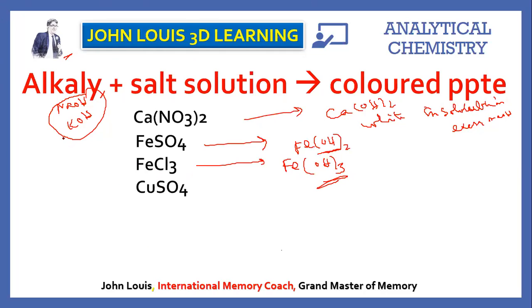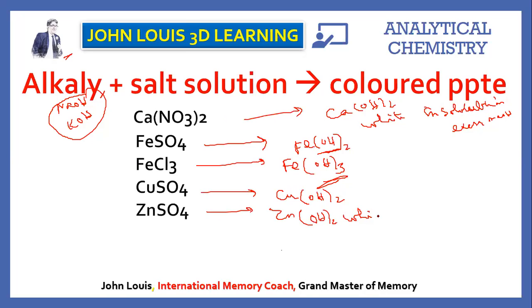Copper sulfate. If you add sodium hydroxide or potassium hydroxide to copper sulfate, what precipitate will you get? You will get copper 2 hydroxide. What is its color? Pale blue or blue. Then zinc sulfate. If you add sodium hydroxide to zinc sulfate, you will get zinc hydroxide, which is white. But this is soluble in excess. Am I right? Okay, then what is the next one?